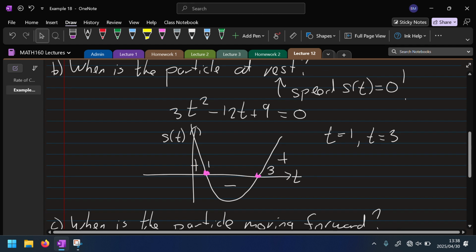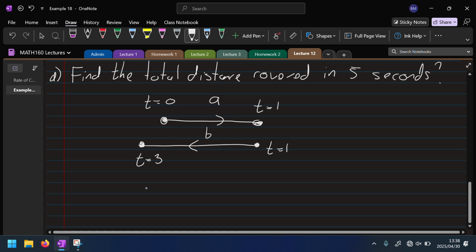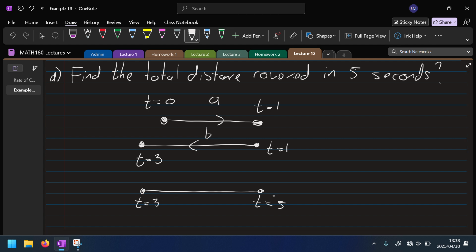And then again, from the graph here, from t equals 3 onwards, the speed is now positive, so it's going back in the positive direction. So from here to t equals 5, it's moving again to the right with the positive speed. Let's call that distance c.